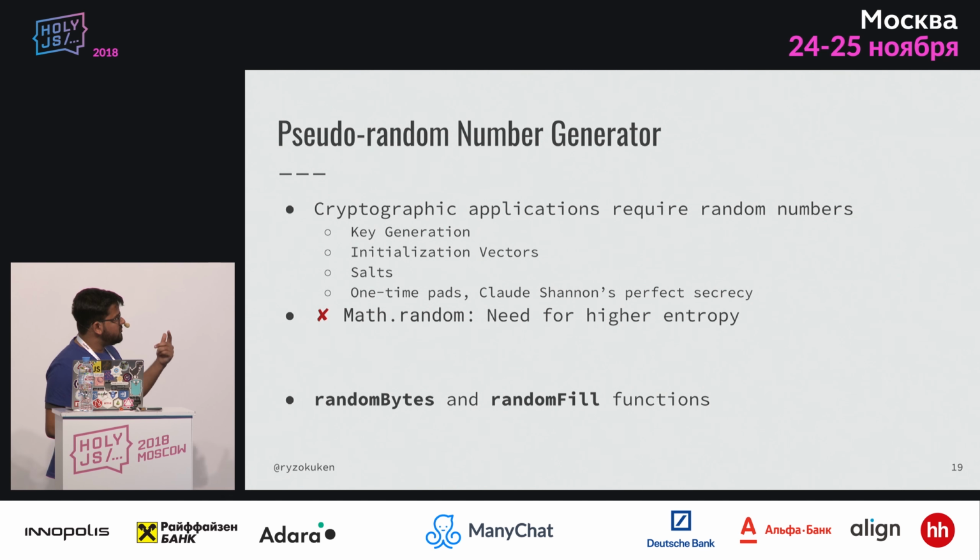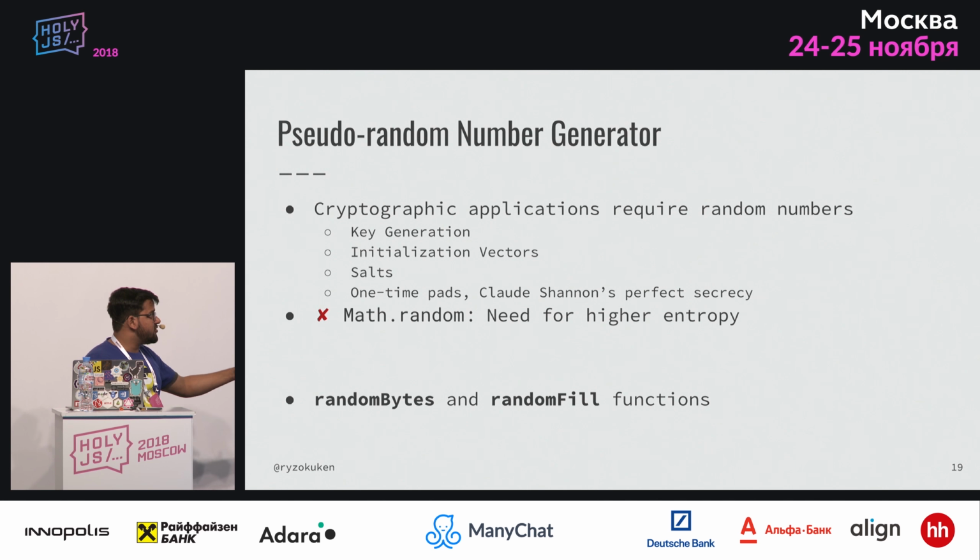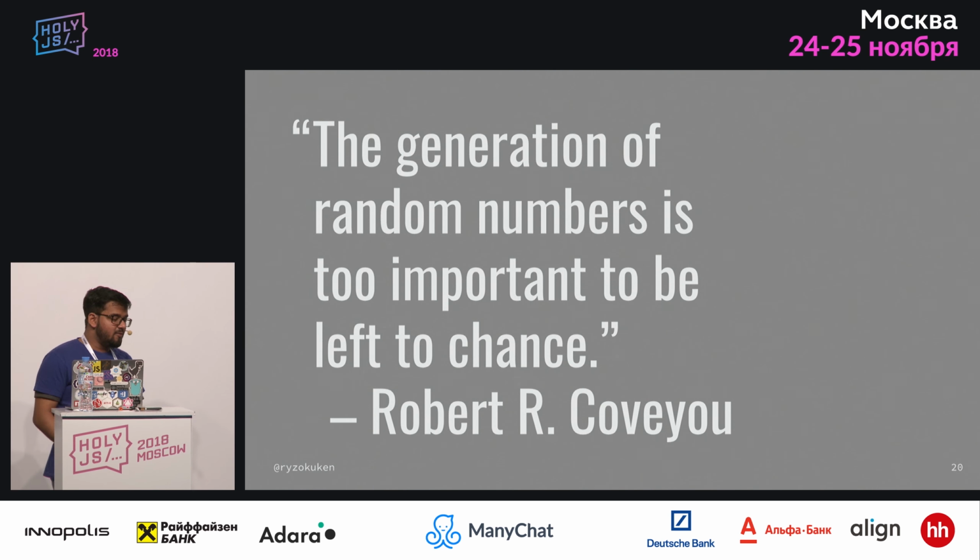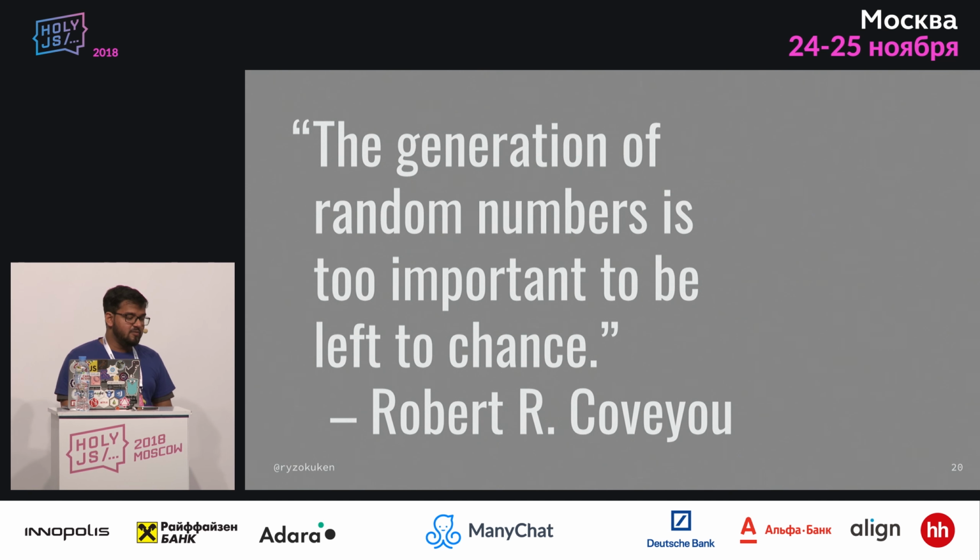How to actually make true random numbers? Using Node, you use the two functions, randomBytes and randomFill. And Robert Coveyou says, the generation of random numbers is too important to be left to chance. And he's right.